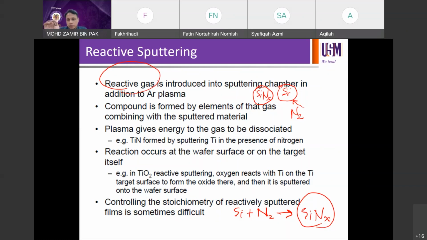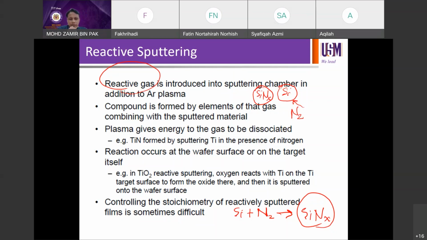Try to search online now, and share in the chat box: what are other examples of materials that can be reactively sputtered to form compounds? While I'm teaching, you can just search online for example materials involving reactive sputtering. You can just write some equation, maybe silicon plus nitrogen equals silicon nitride. Then what plus what equals what? Write it down in the chat box while I'm working on the next point.